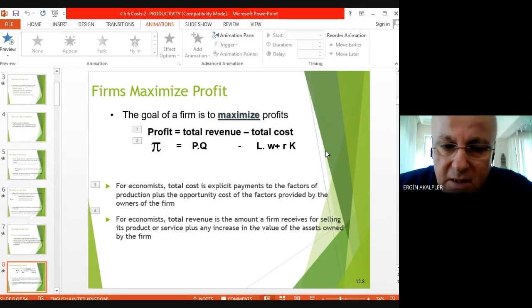Firms are not non-profit organizations; they are profit organizations. Therefore, they use their resources as much as possible at a lower level of cost to produce goods and services for receiving some revenue. When we look at this equation, we understand that the difference between total revenue and total cost gives the profit to the firm.